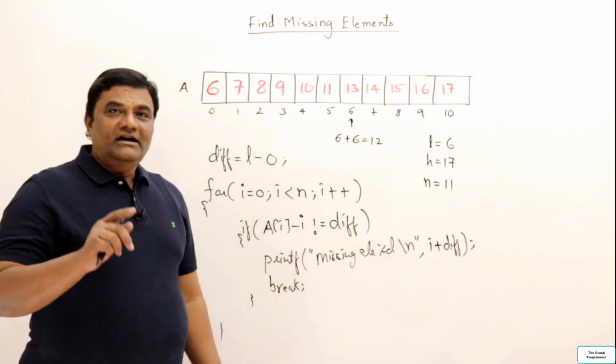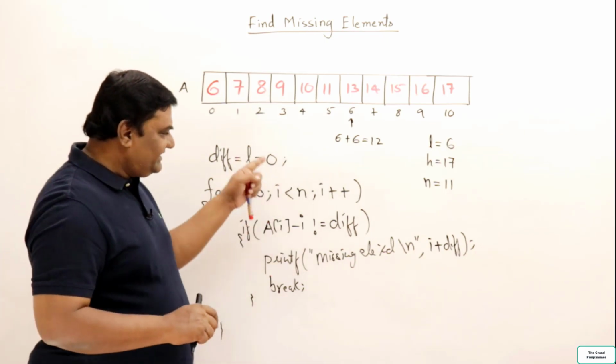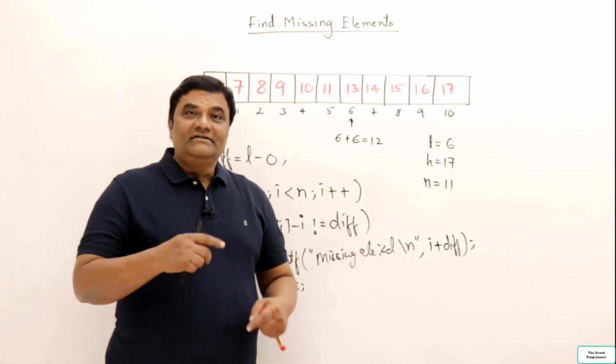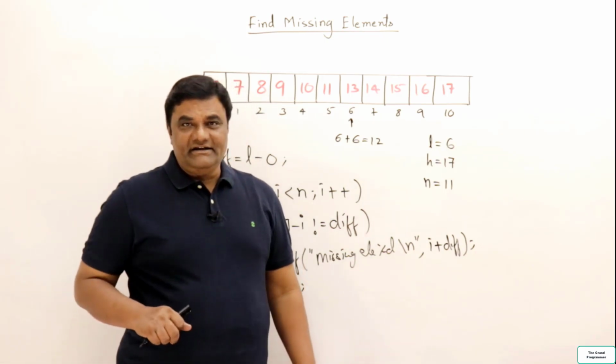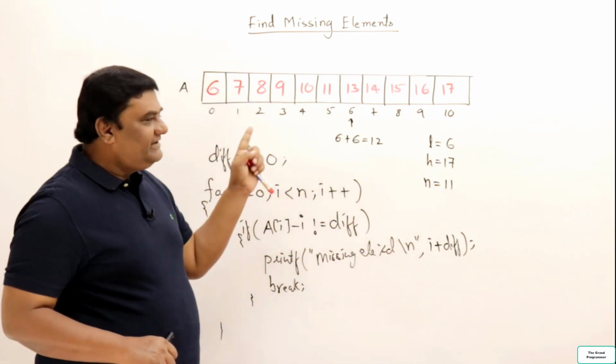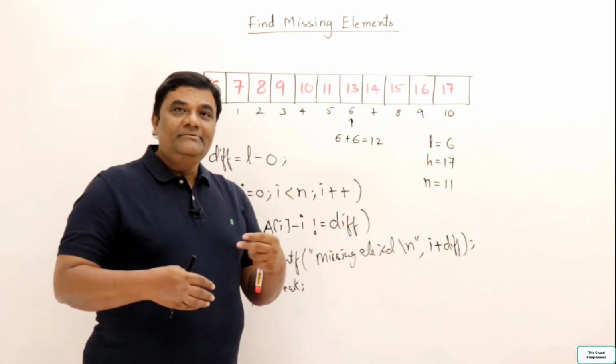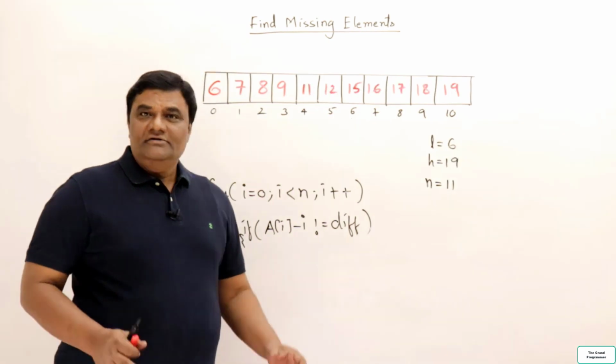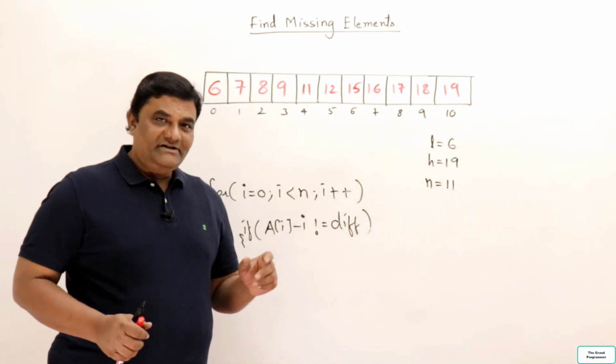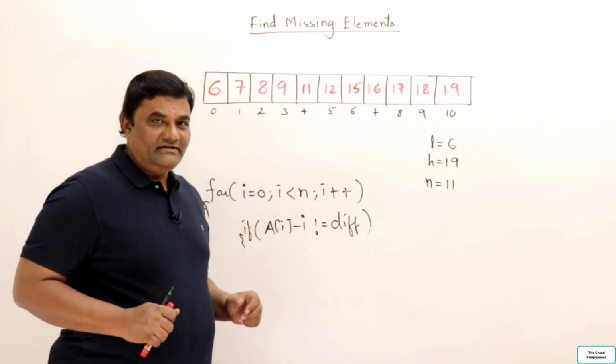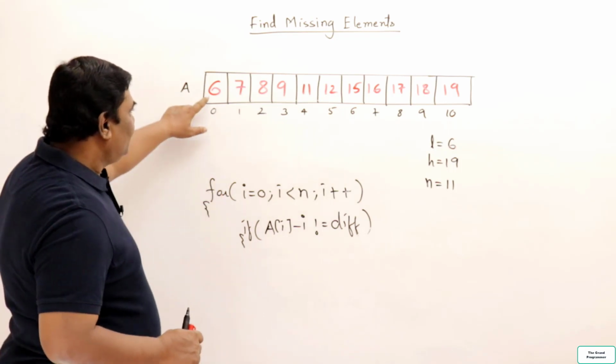Now next, I'll show you how to modify the same code for finding the next missing element in an array. So I will change some elements here, and then we will find multiple missing elements. Now I have more than one missing element in an array. Let us look at the elements first.